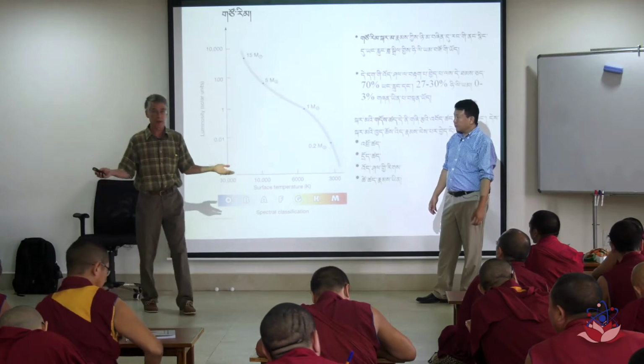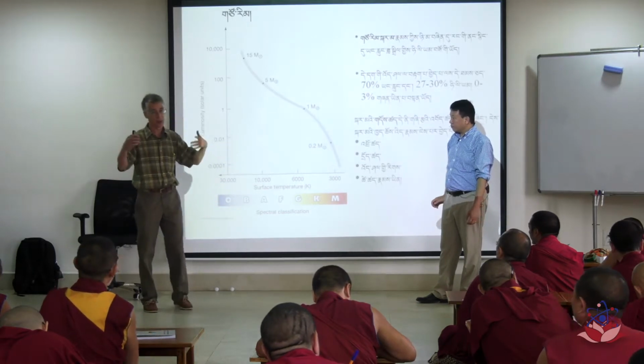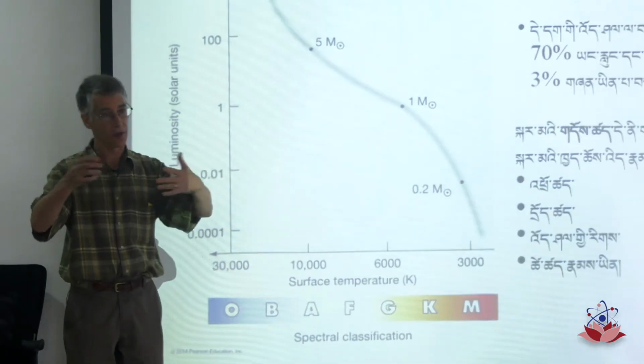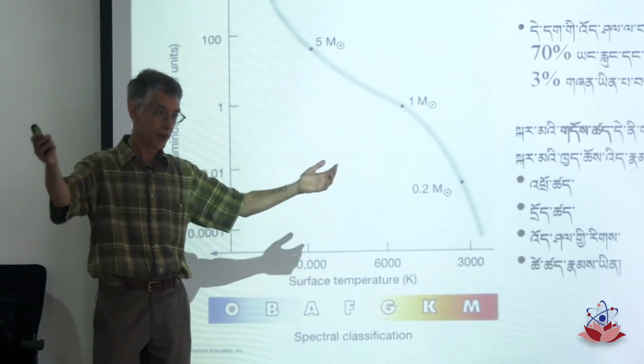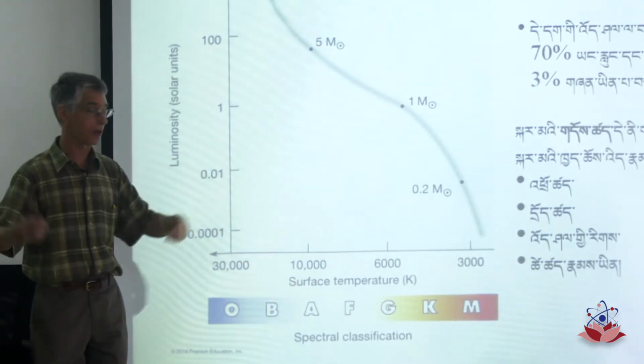Bigger than 100 times the mass of the sun, it's very hard for the star to hold itself together between making too much energy and having enough gravity to keep it together.